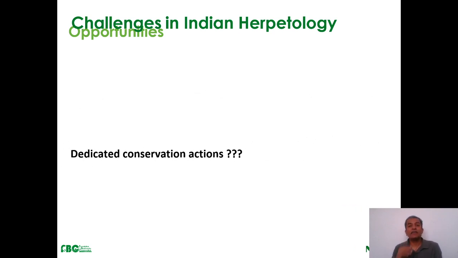Third is, what are the dedicated conservation efforts? Except a few groups, I think we are not looking at amphibians and reptiles from a conservation perspective. Imagine if you are conserving amphibians and reptiles, what are you going to conserve? You are conserving various landscapes, forests, grasslands, water bodies, everything, and you are conserving the landscape where the tiger lives. You're conserving the tiger. This is one of my philosophies towards that.